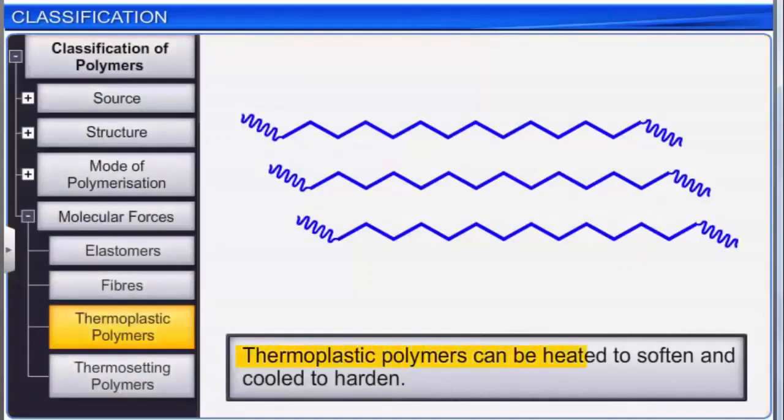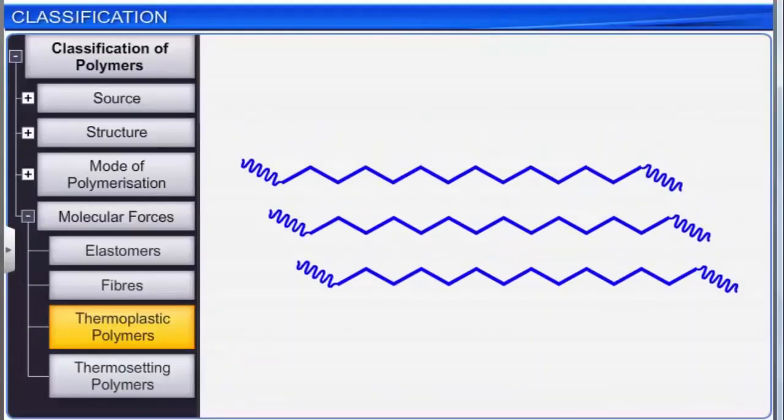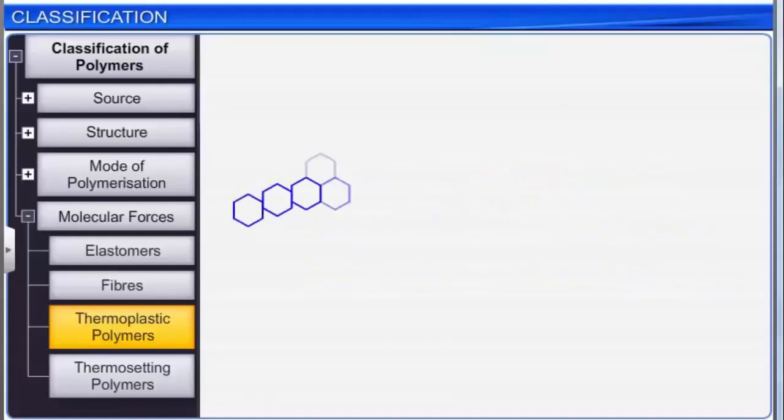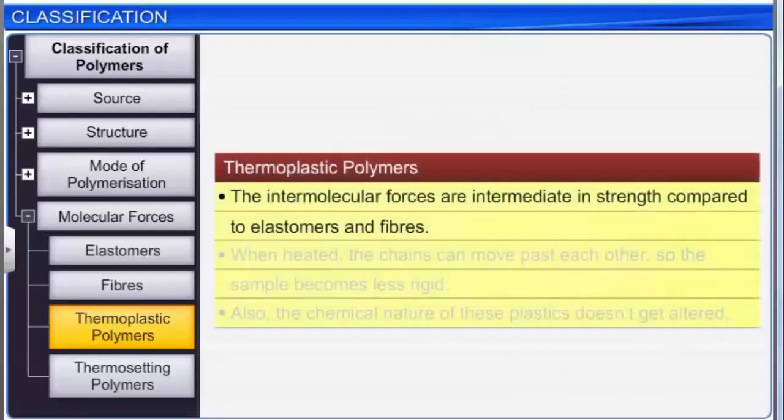Thermoplastic polymers can be heated to soften and cooled to harden. Plastics that soften on heating and regain their original properties on cooling are called thermoplastic polymers. The chains in a thermoplastic polymer are linear or slightly branched. The intermolecular forces are intermediate in strength compared to elastomers and fibers.